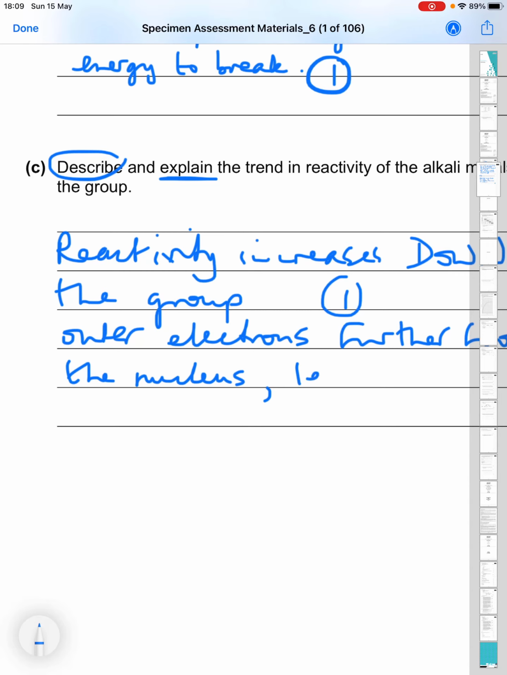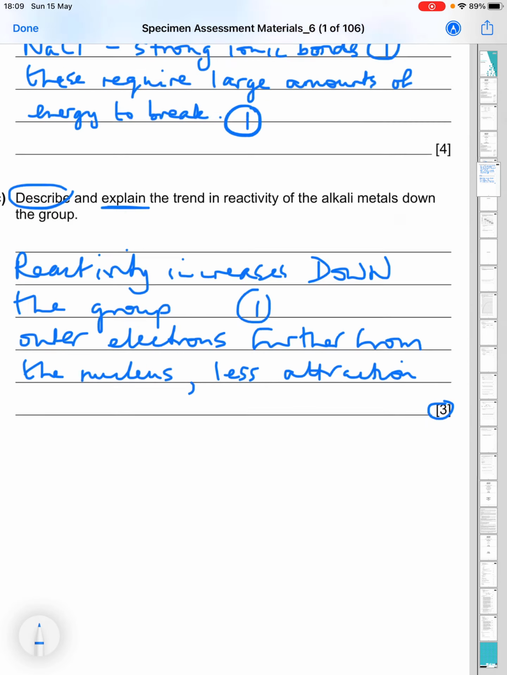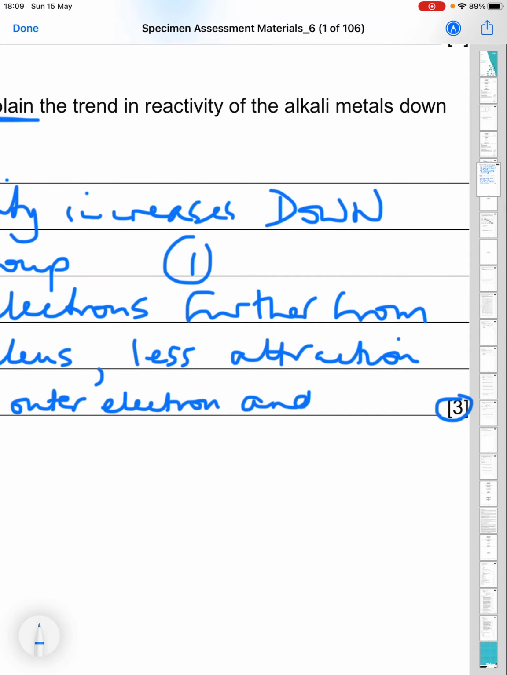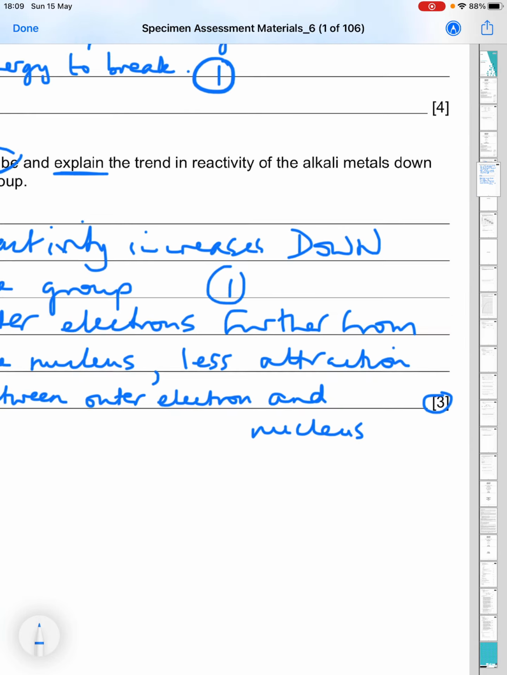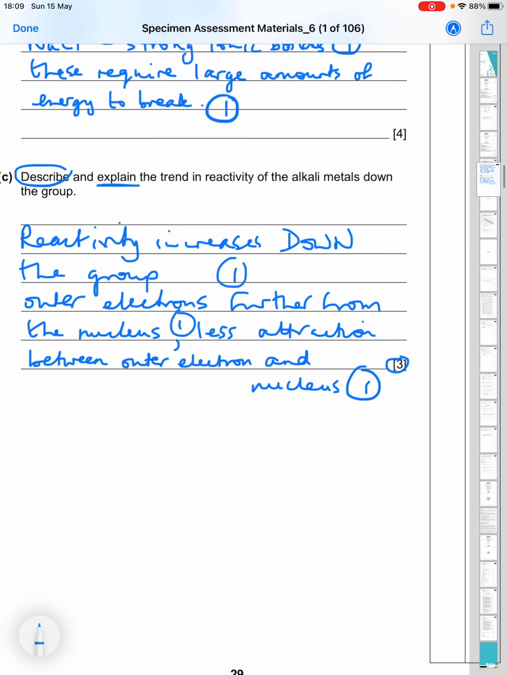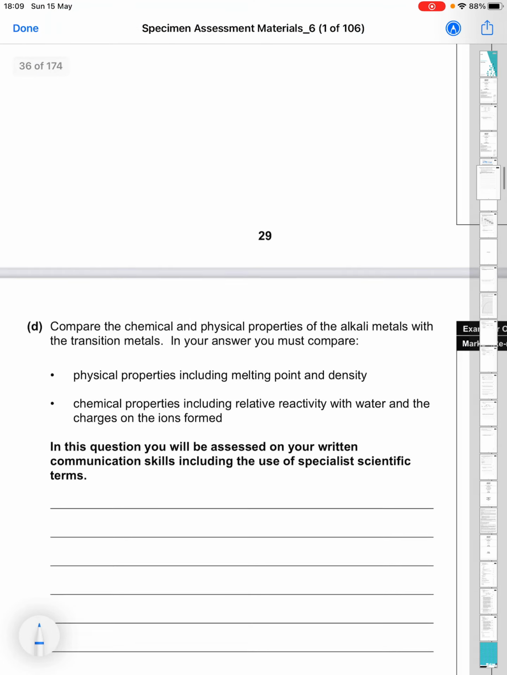So there is less attraction between that outer electron and the nucleus. And that's what makes it easier to remove that electron. So 1 mark for talking about the distance from the nucleus, and then the second for saying how that affects the attraction between the electron and the nucleus.